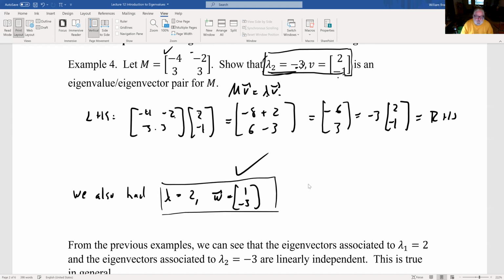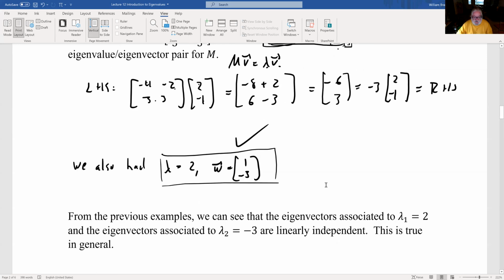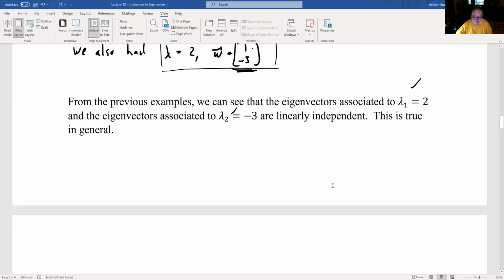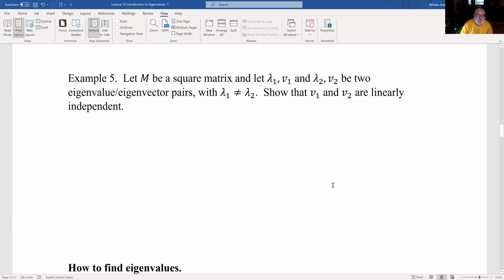There's the other pair. So from this example, we can see that lambda 1 equals 2 and lambda 2 equals minus 3. These two vectors are linearly independent. It's pretty easy to see that (2, -1) is not a multiple of (1, -3), but this is actually true in general. So suppose we have a square matrix and lambda 1, v1 and lambda 2, v2 are two eigenvalue-eigenvector pairs where lambda 1 does not equal lambda 2. We're going to show that v1 and v2 are linearly independent.